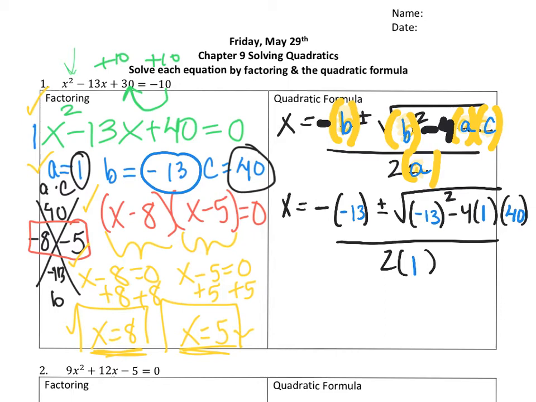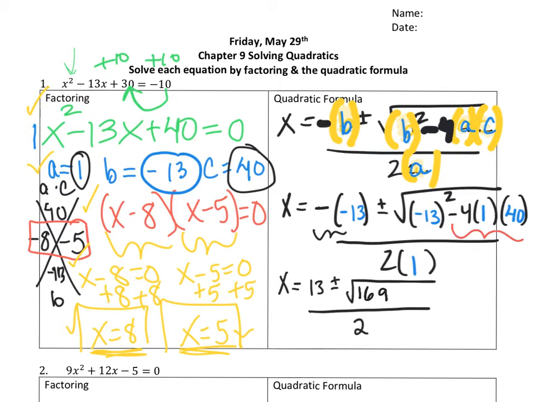Then, next step, we are going to continue. So we will have x equals, the double negatives right here turn positive, so we have 13 plus or minus the square root of, let's see, so we know negative 13 squared is negative 13 times negative 13, which is positive 169. Then we know that negative 4 times 1 times 40 is going to get us negative 160.